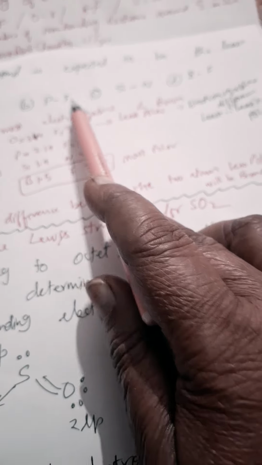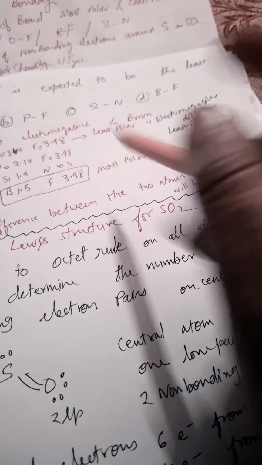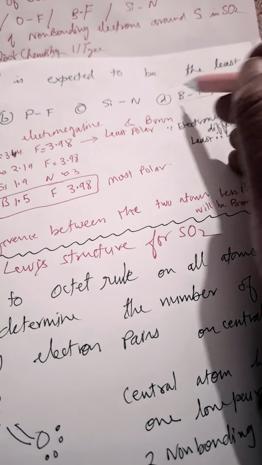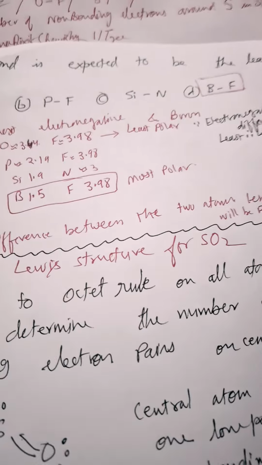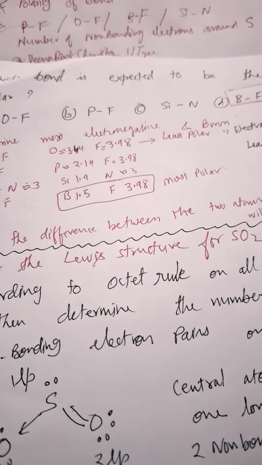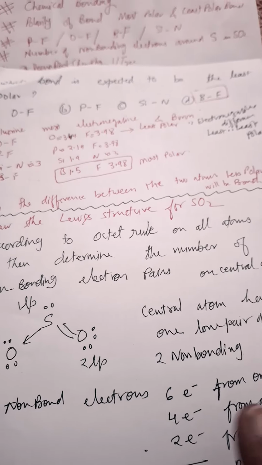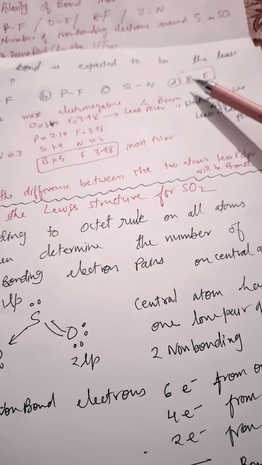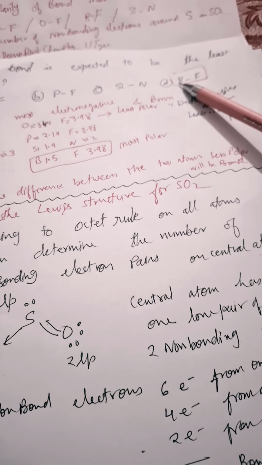As the difference increases, polarity increases. So which will be the most polar? BF will be the most polar. I am giving a different type of question and explaining it, because the question will remain the same type in chemical bonding, only they will change the criteria. So the way is different. BF is the most polar bond.